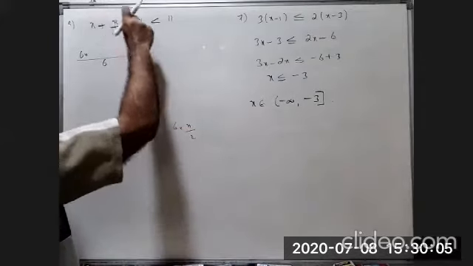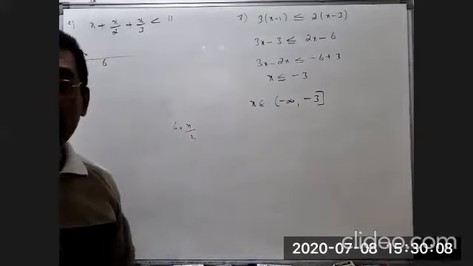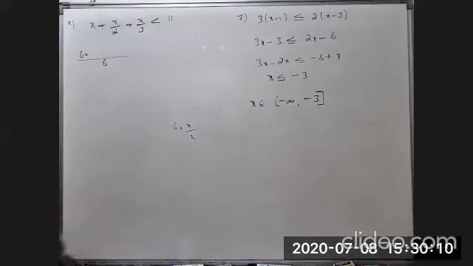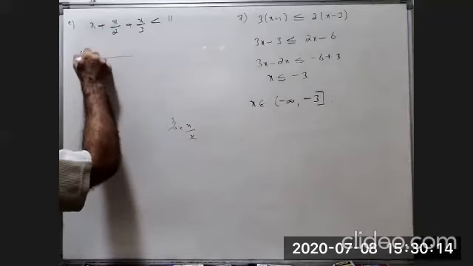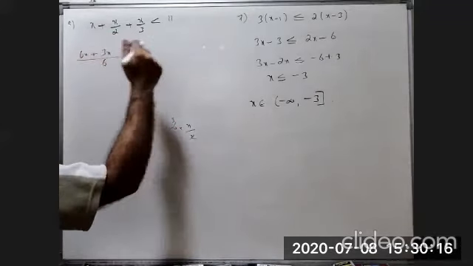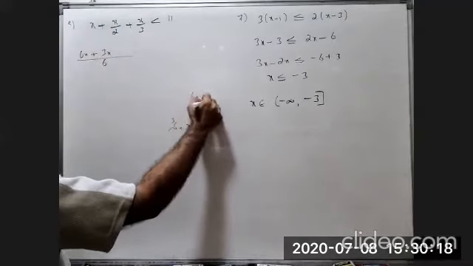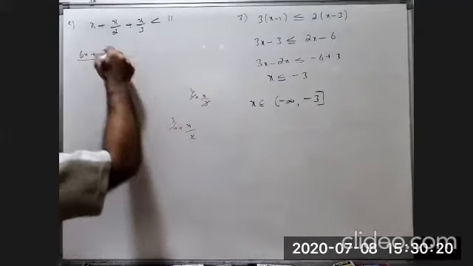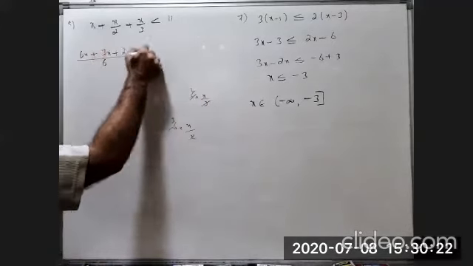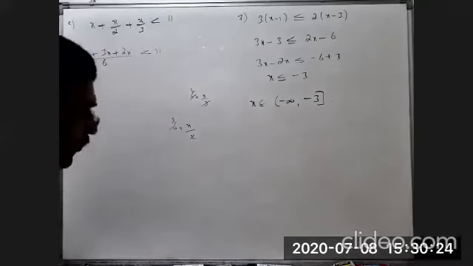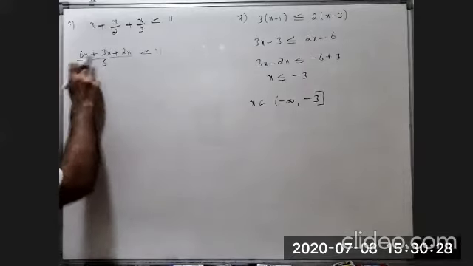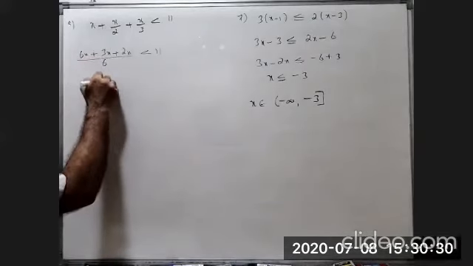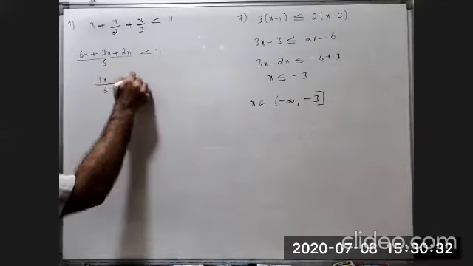LCM multiplied by each term. That simplification, you have to do mental calculation. So this cancels 3, so 3x. So plus 3x. Again, LCM multiplied by x by 3, 2x. Plus 2x. Less than 11. Adding 6 plus 3 plus 2, that goes to 11x by 6, less than 11.